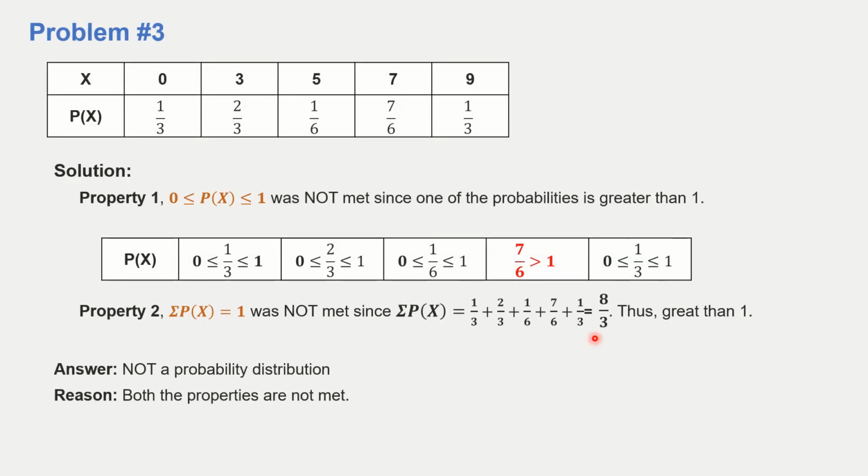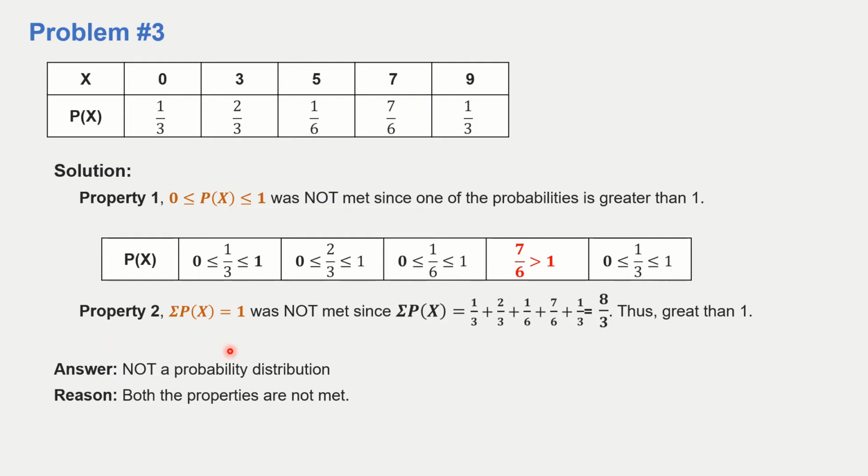For problem number 3, what is given is 0, 3, 5, 7, and 9. The corresponding probabilities are 1/3, 2/3, 1/6, 7/6, and 1/3. For property number 1, it was not met since one of the probabilities is greater than 1. Although 1/3, 2/3, 1/6, and 1/3 are greater than 0 and less than 1, 7/6 is greater than 1. Therefore, property number 1 was not met.